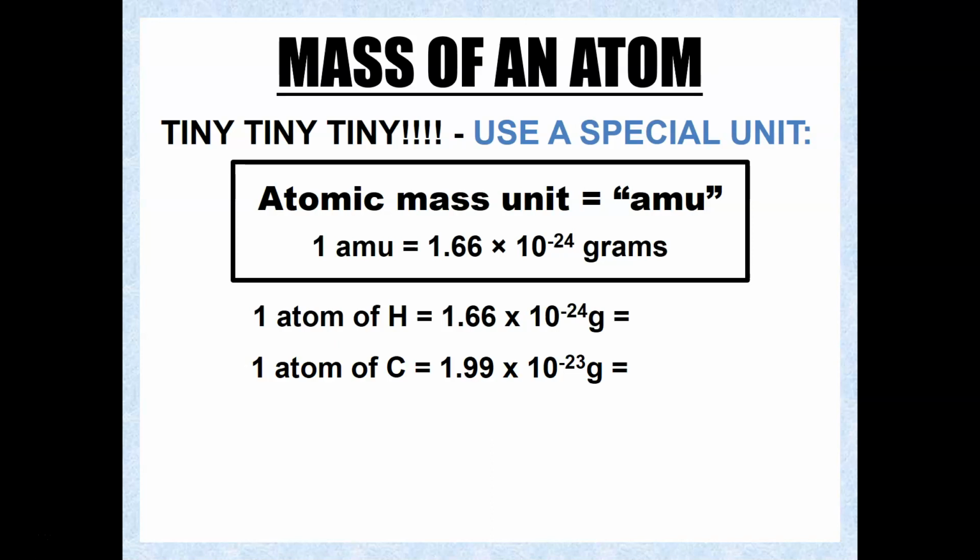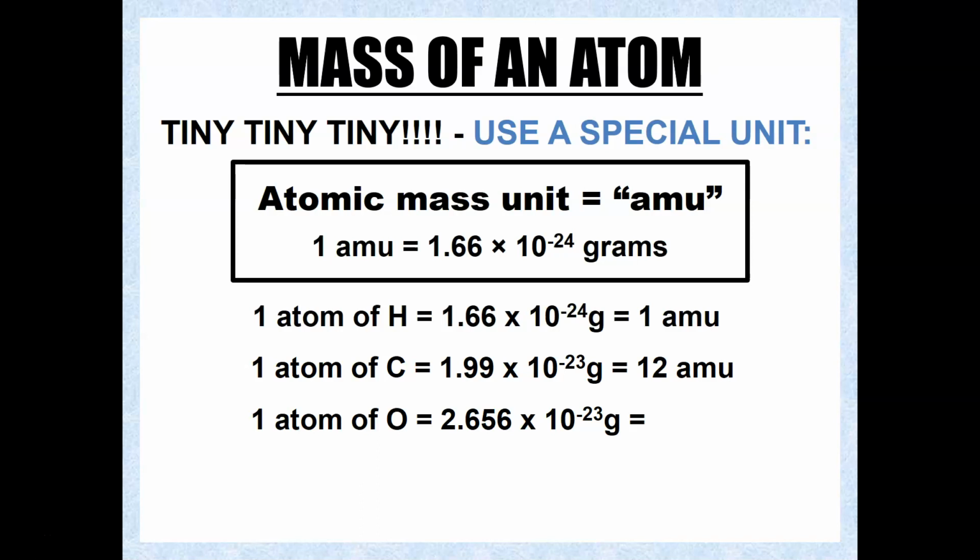Carbon weighs 1.99 times 10 to the minus 23rd grams. Oxygen weighs 2.656 times 10 to the minus 23 grams. All very random, small numbers. But if you do the conversion, if you set up dimensional analysis using this new unit as a conversion factor, out would come the answer that an atom of hydrogen weighs 1 AMU. Carbon weighs 12 AMUs. And oxygen weighs 16 AMUs.